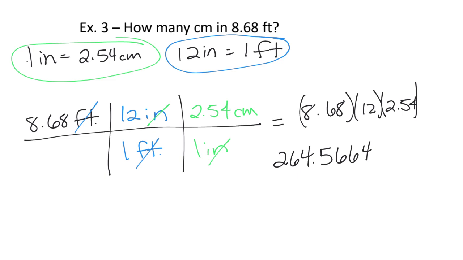264.5664. Now, as I said, we're going to use the measurement as far as how many significant digits instead of worrying about conversion factors. Because with 12, there's only 2, but our measurement is actually 3. So we're going to stick with the 3. So we want 3 sig figs, which is here. And this tells me I have to round. So it's 265 centimeters are in 8.68 feet.